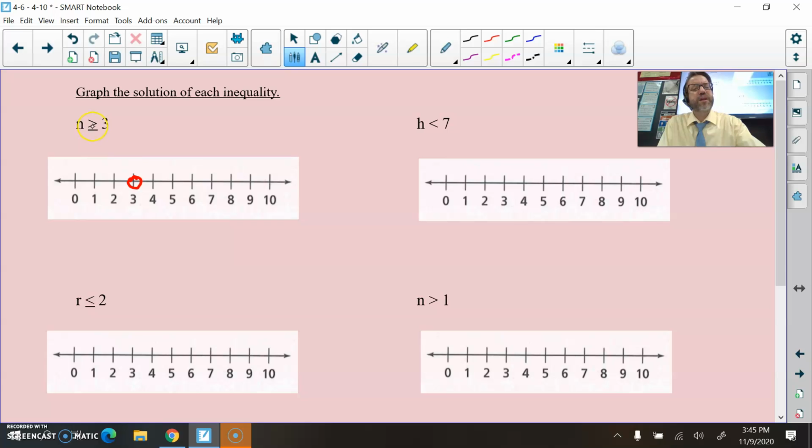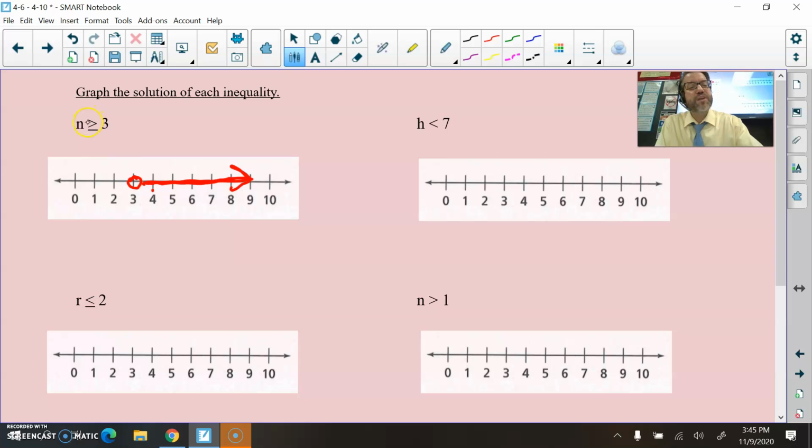N is anything that's greater than or equal to 3. If a number is greater than 3, it's going to be over to the right. Because as you move to the right on the number line, the numbers get greater or larger. So I'm putting an arrow like this to show all the numbers that are greater than 3, 4, 5, 6, 7, 8, 9, 10. I'm making an arrow to show it'll keep going forever. Anything larger than 3 is going to be a solution to this inequality. N is greater than 3.